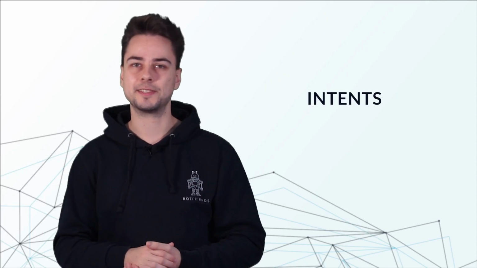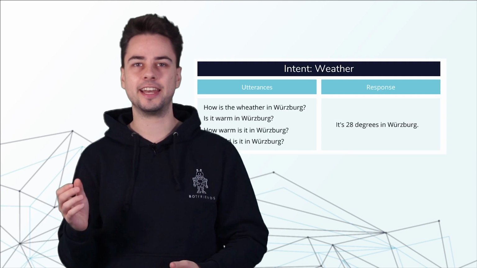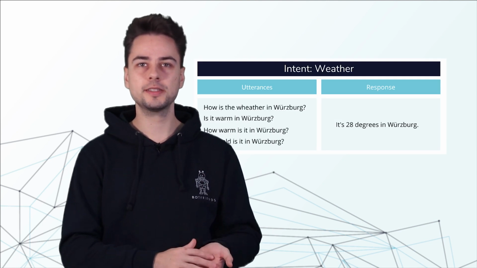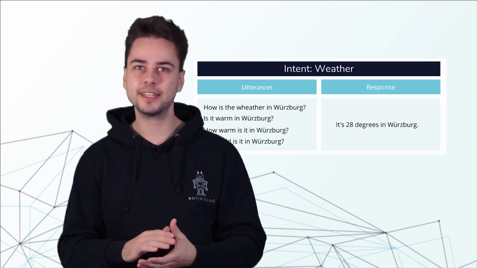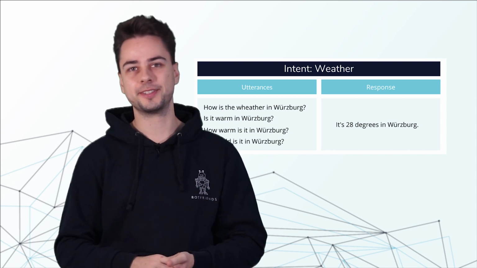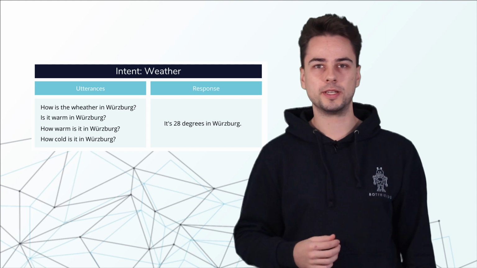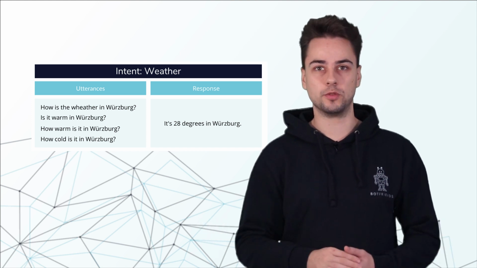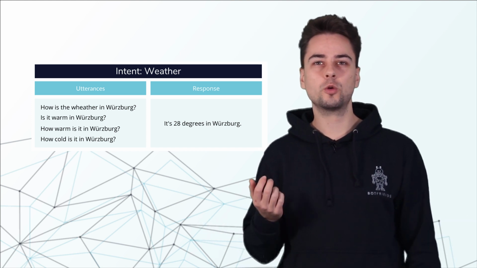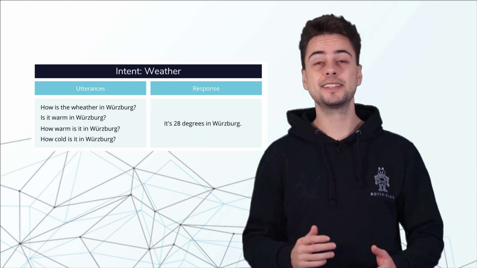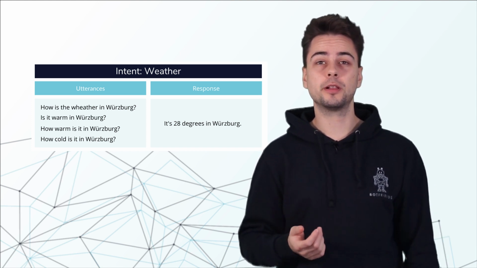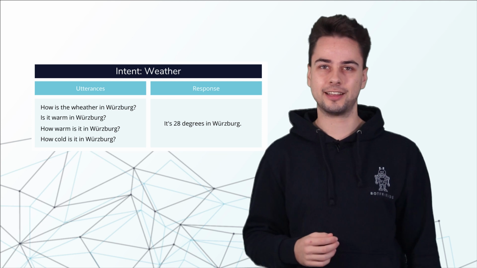Let's start with intents. An intent is a predefined expected user intention. It consists of the intent name, question variations, so-called utterances or training phrases, and at least one response. As you can see in the example, the response of the chatbot is always the same. It's 28 degrees in Würzburg. But there are different questions you could ask. This is necessary because different people ask questions slightly differently.